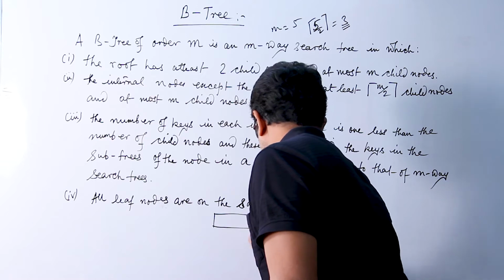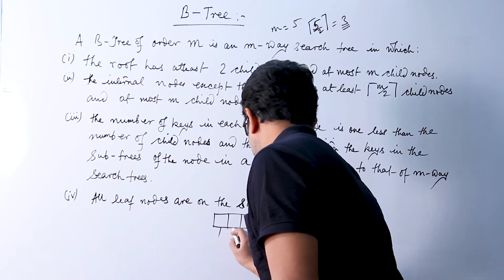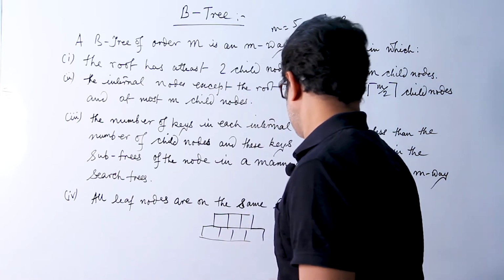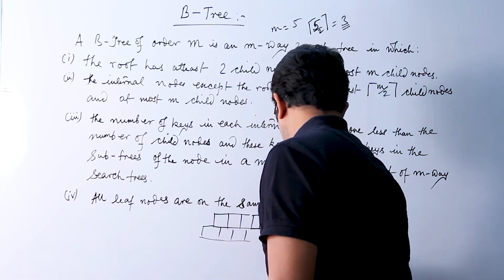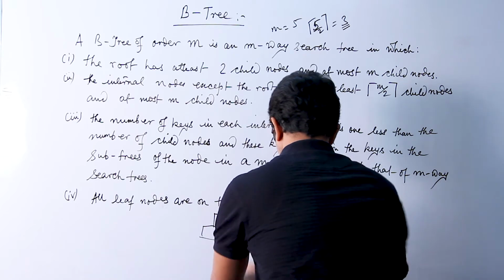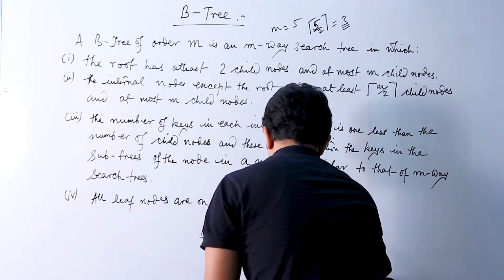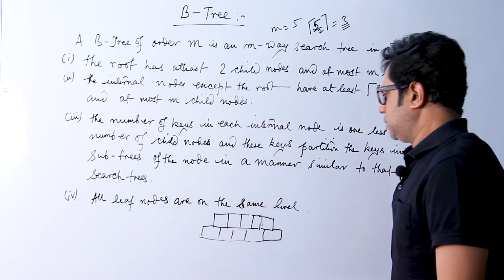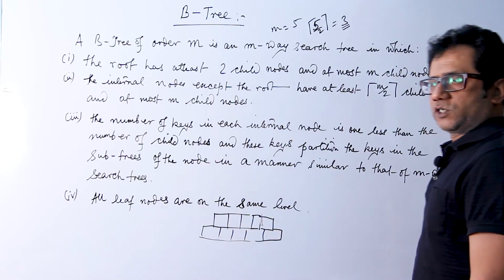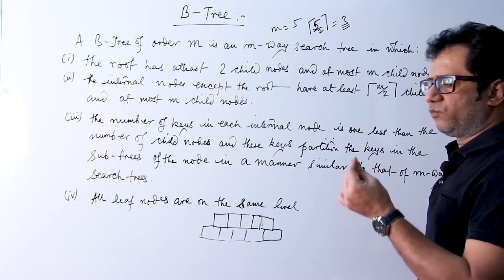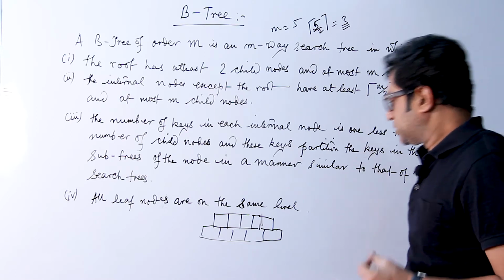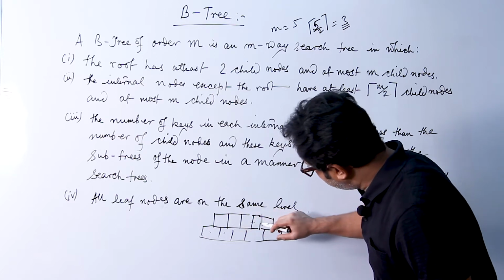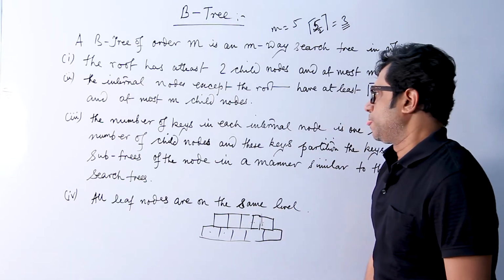If we have, suppose, 3 key values, then we will have 4 child nodes like this. If we have 4 key values, in that case we can have 5 child nodes. So we always see that in an M-way search tree, the number of child nodes is always one more than the number of keys in any node.